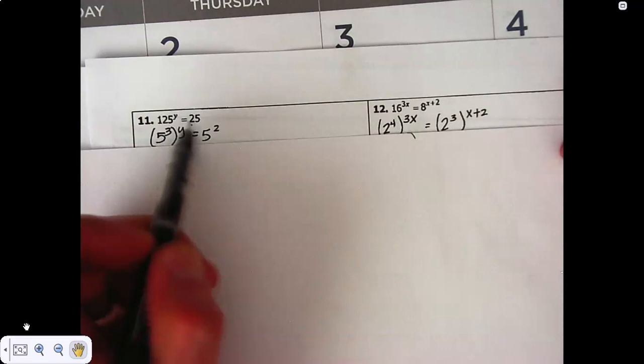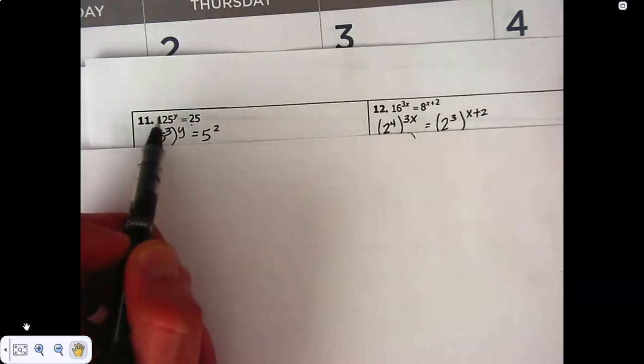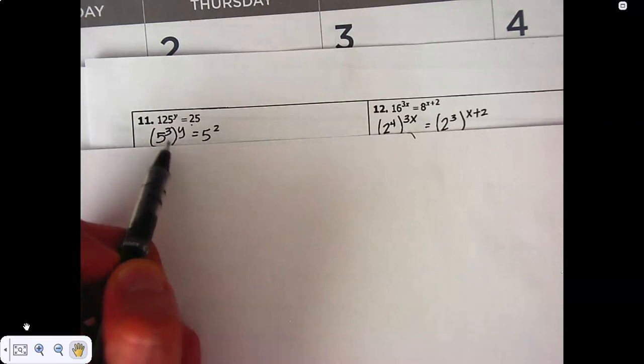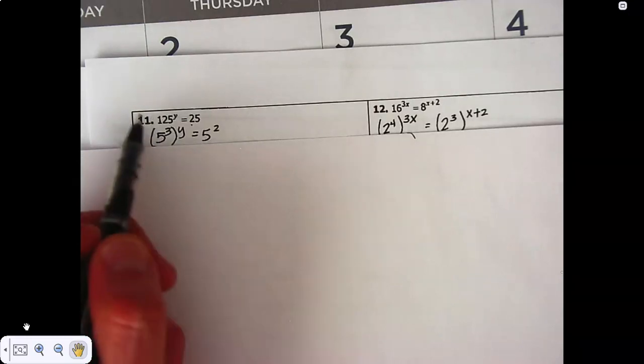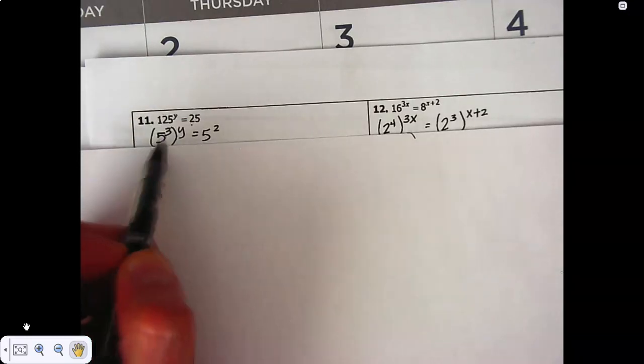So number 11, I have 125 to the y power equals 25. Neither of these have a nice small base, but I do know they have something very much in common, and that would be the number 5. So I have to figure out, how can I rewrite 125 as a power of 5, and how can I write 25 as a power of 5? Well, automatically, I know at least 25 is 5 squared. To get the 125, I just keep dividing it by 5 and count how many times I do it. Or you can just play with the calculator and say 5 to the second, 5 to the third, whatever, until you get to the number you want. So I have 125 is the same thing as 5 to the third power.